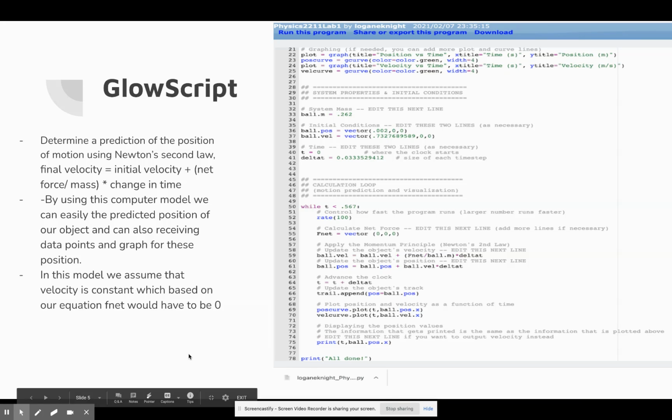So for GlowScript, we use it to calculate, again, Newton's second law equation to get our predicted motion. For this, we had to change a couple of equations in GlowScript just to reflect that F-net equation. So we changed ball velocity and ball position, and we also set F-net equal to 0. This was to keep that constant velocity, because as we saw in the Tracker graph, it was a relatively straight line, meaning we have a pretty constant velocity. So we're setting the F-net equal to 0 because to have that constant velocity, the final and initial velocity have to remain the same.